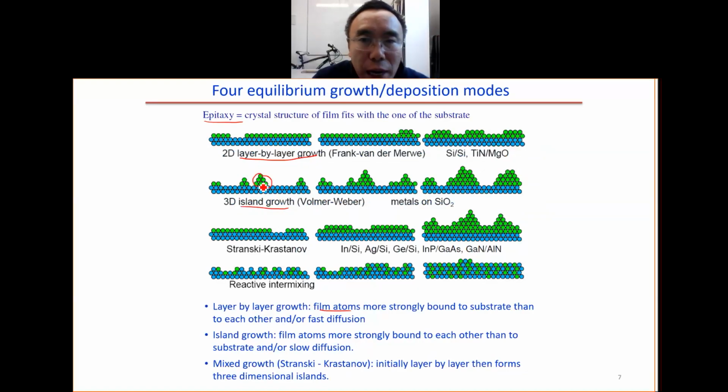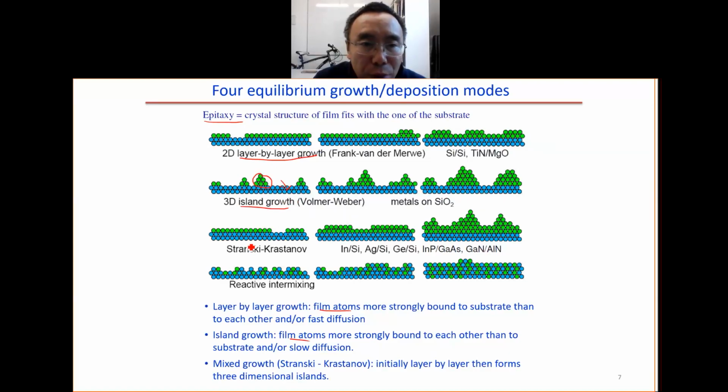The second one is island growth. On top, it forms islands. In this case, the film atoms are bound more strongly to each other than to the substrate. So the film atoms prefer to stick to each other rather than bond to the substrate. Then we get this island film.